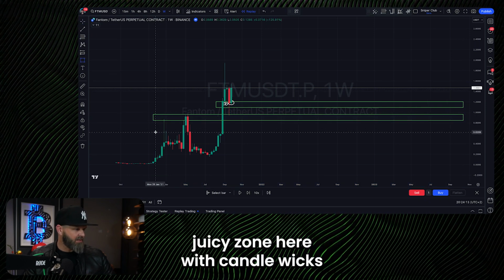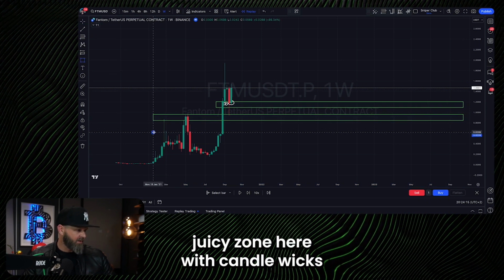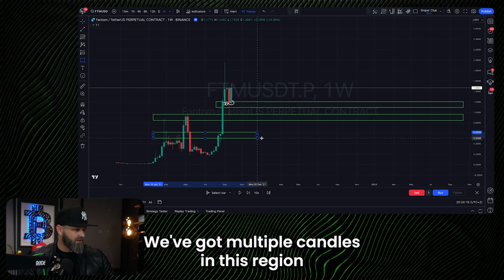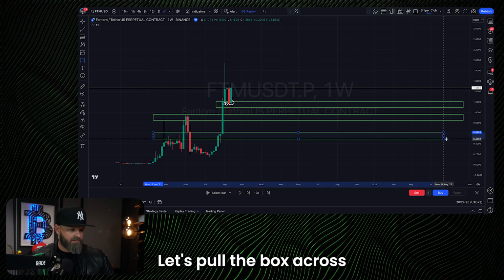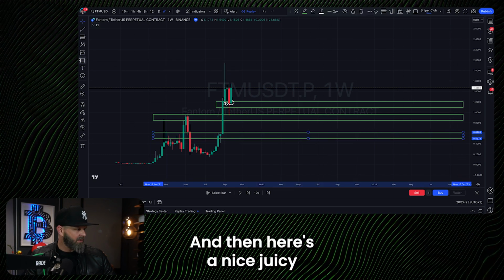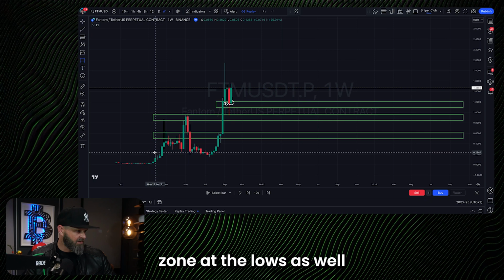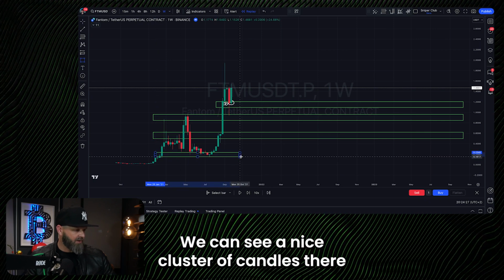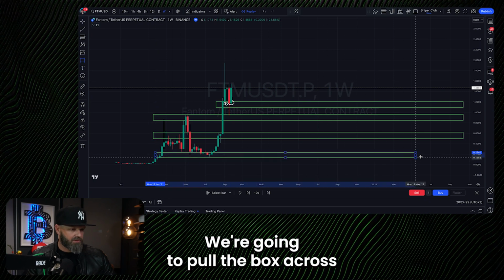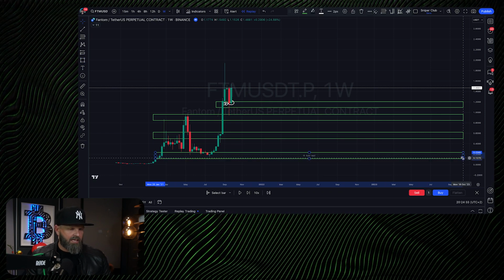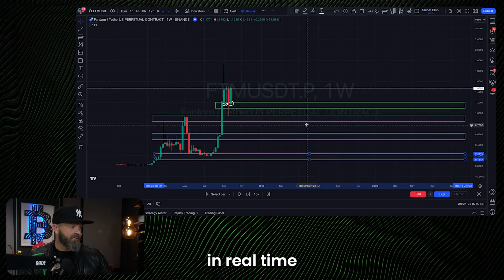Then there's another juicy zone here with candle wicks. We've got multiple candles in this region. Let's pull the box across. And then here's a nice juicy zone at the lows as well. We can see a nice cluster of candles there. We're going to pull the box across. Now, let's see how this plays out in real time.